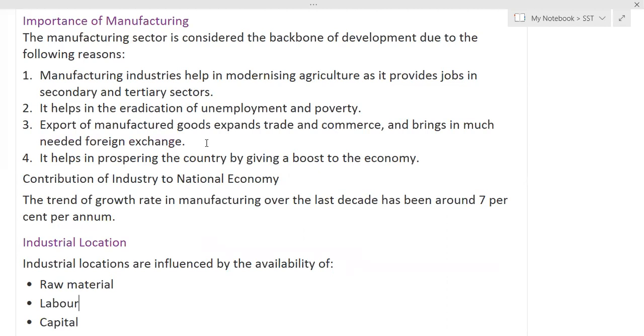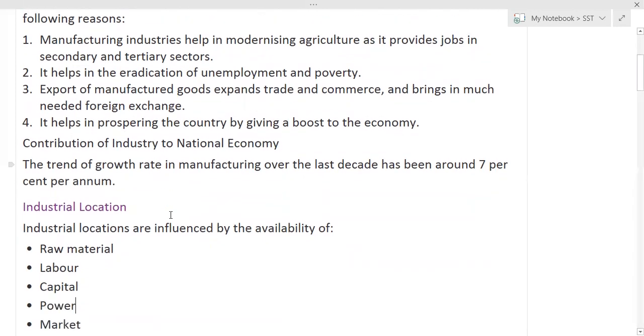Contribution of industry to the national economy. So what is the contribution of industries to the national economy? The trend of growth rate in manufacturing over the last decade has been around 7% per annum. The growth rate of manufacturing over the last decade was just 7% per annum. Last decade means the last few years.